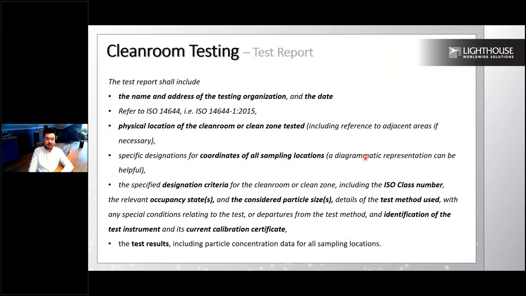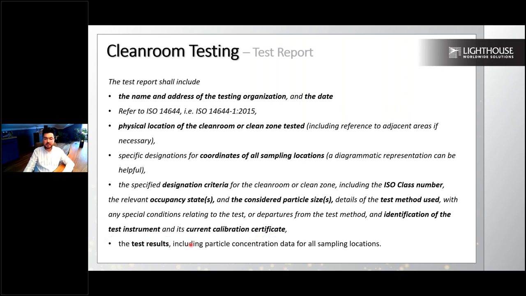So for the test report, this is the final section. This test report shall include the name of your organization and its address with the date, the referring standards that are used and their published year if necessary, and the physical location of the clean room or clean zone that you tested. If possible, include a diagrammatic representation of the locations where you take all the samples, the filter testing or differential pressure measurement. So make a diagrammatic representation of each location and specify the designated criteria for the clean room or clean zone with its ISO class number and your limits, occupancy state, considered particle size, test method used, and the identification of the test instrument and their calibration certificates.